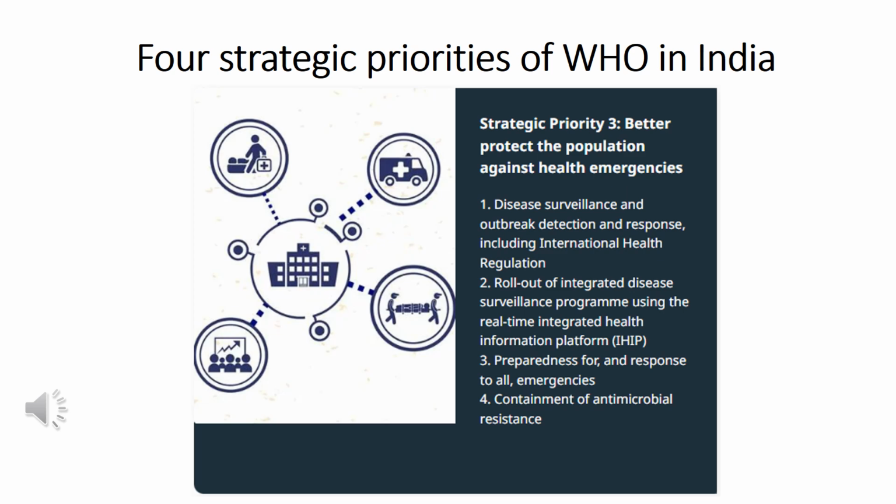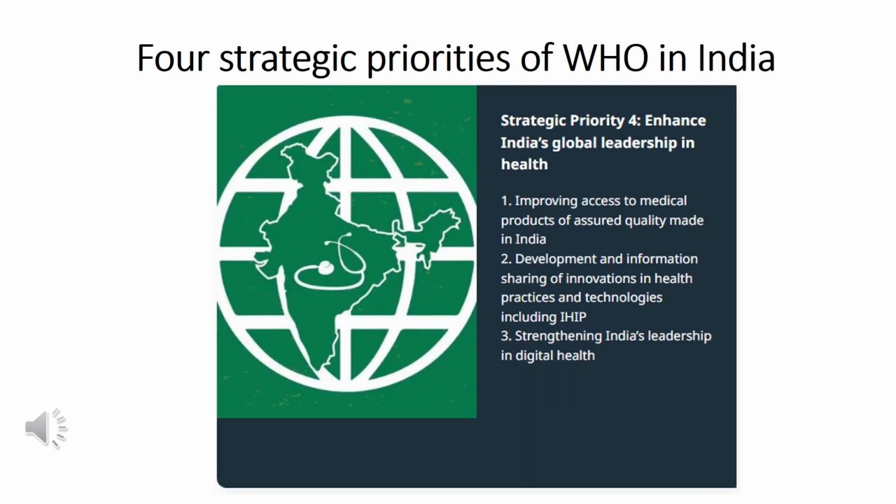Strategic priorities of WHO in India. Strategic Priority 3. Better protect the population against health emergencies. Disease surveillance and outbreak detection and response, including international health regulation. Rollout of Integrated Disease Surveillance Program using the Real-Time Integrated Health Information Platform, IHIP. Preparedness for and response to all emergencies. Containment of antimicrobial resistance.